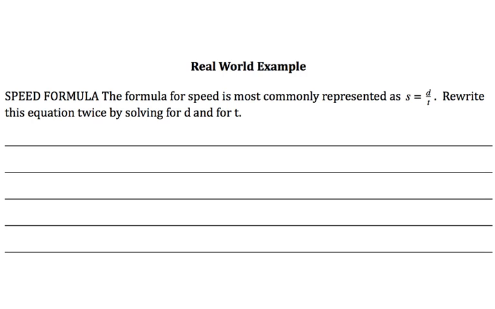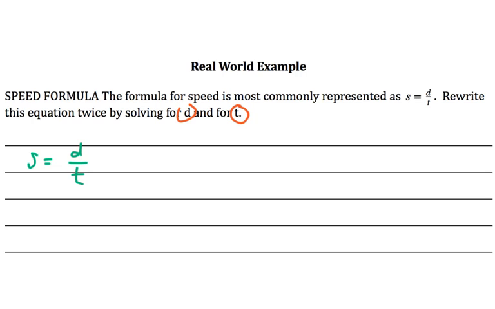So here are some real-world examples for this section. So the formula for speed is most commonly represented as speed is equal to distance over time. Rewrite this equation twice by solving for both d and for t.